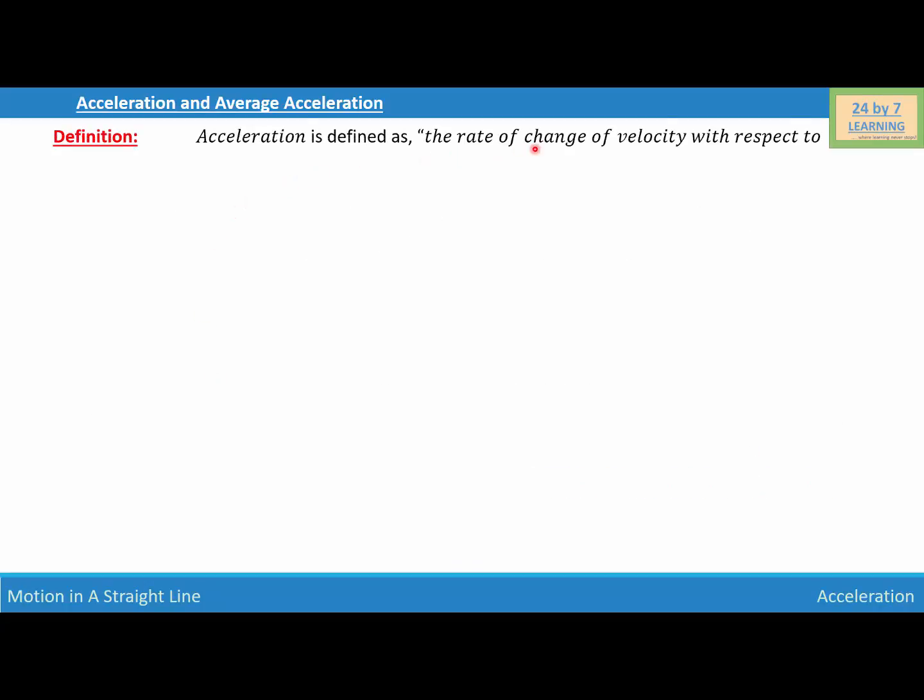Acceleration is defined as the rate of change of velocity with respect to time. Acceleration is a vector quantity. Its SI unit is meter per second squared and its dimensional formula is LT to the power -2.